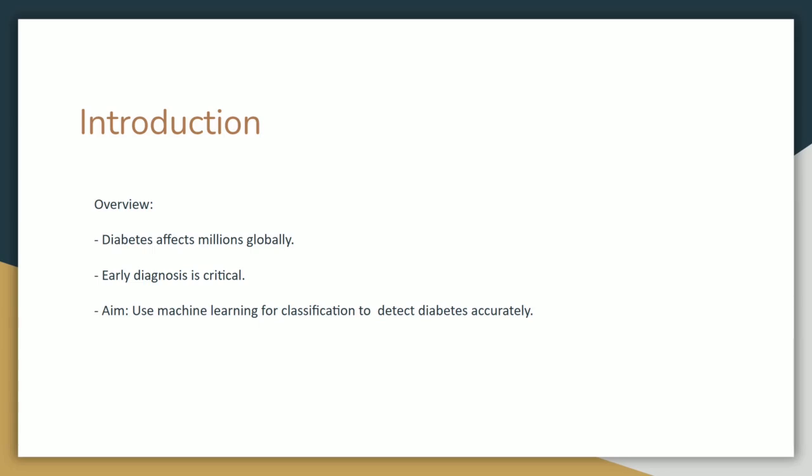KNN is non-parametric, meaning it doesn't make assumptions about the underlying data distribution, making it highly suitable for healthcare, where patient data can be quite varied. By applying this model, we are able to quickly and effectively predict diabetes risks and support healthcare professionals in their decision making.